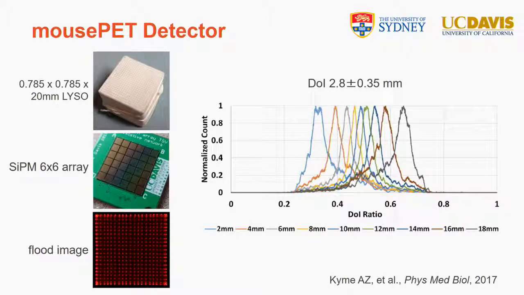But more importantly, this is the DOI data from this detector. The way it works is you're using the ratio of the magnitude of the signals from either side, the 2 SciPM arrays, and that ratio gives you information about the depth of interaction. So these are the depth profiles of this detector at different depths in the crystal array. And the average DOI resolution for this system is 2.8 millimetres near the centre of that detector.